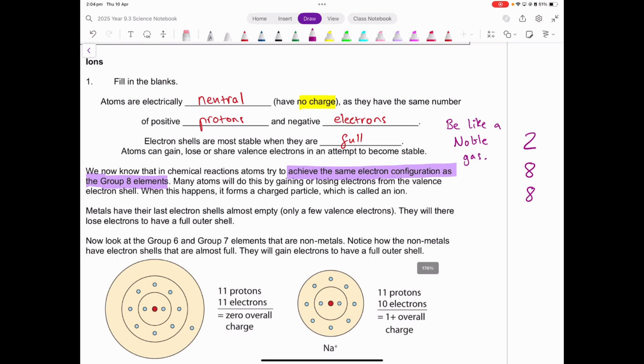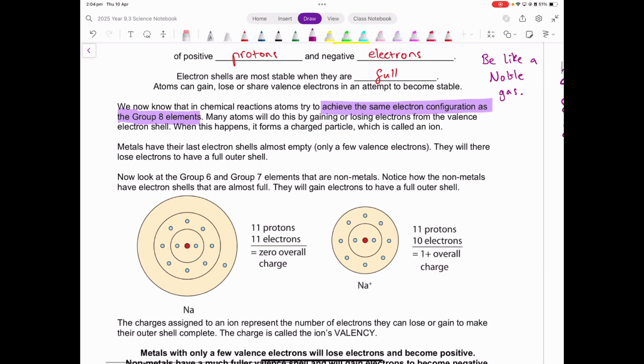Okay? So, many atoms do this, and here's the key idea again, by gaining or losing electrons from that valence shell. And when it happens, it is going to form what we call an ion. An ion is a charged particle. It's not like an atom, which is neutral. An ion is an element that is something with a charge. Okay? It is not neutral.